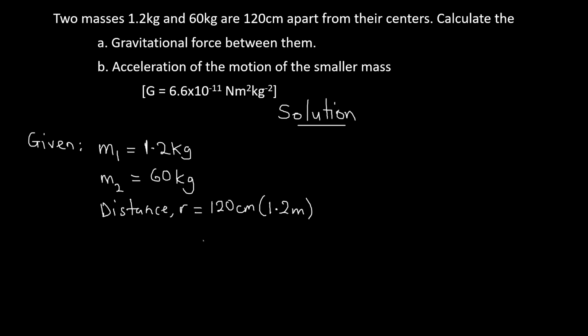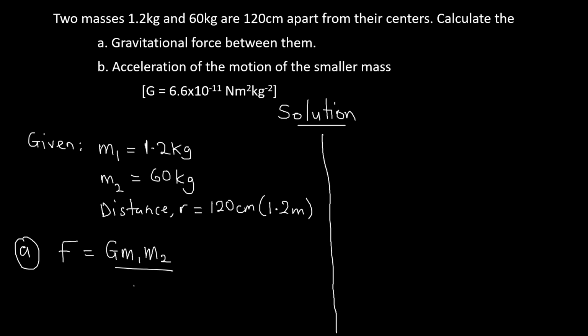Now let's answer the first part of our question, which is: what is the gravitational force between them? The formula we'll be using is F equals capital G m1 m2 divided by r squared. This formula is known as Newton's law of gravitation. According to this formula, two objects in space have a force between them that is basically the product of their masses divided by the square of the distance between the two objects. That is what Newton's law of gravitation is telling us. So this is the force we are trying to find. We already have our G, m1, m2, and r squared.